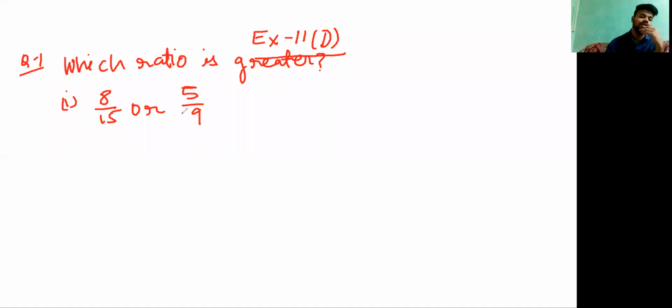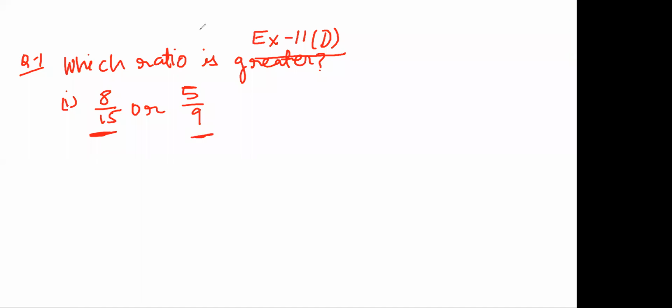First question of exercise 11D says which fraction is greater, or you can say which ratio is greater. In order to do this question, we have to do cross multiply. First of all, we have to check whether 8 upon 15 is greater or 5 upon 9 is greater. So to do this, we have to do cross multiplication.